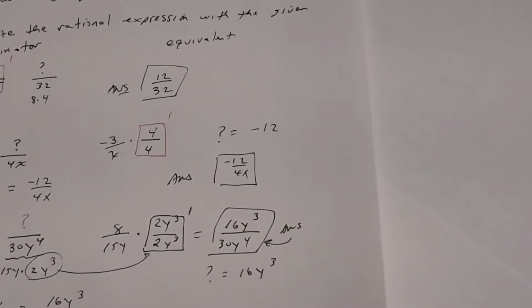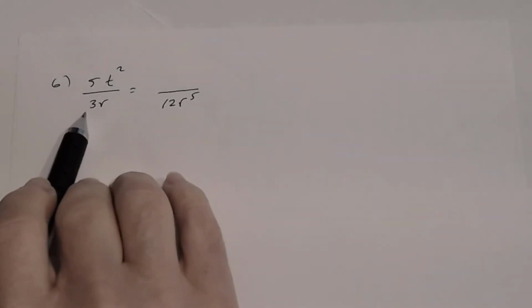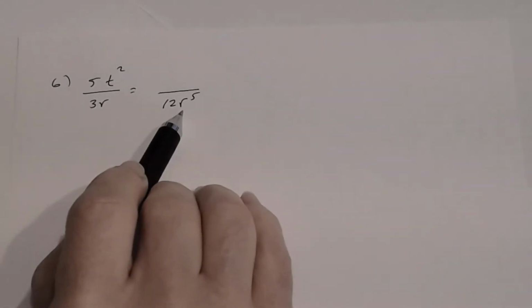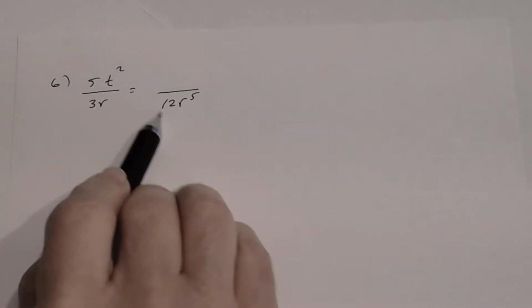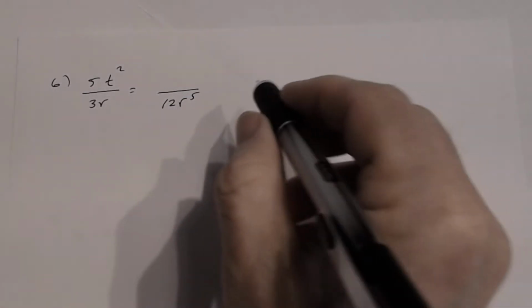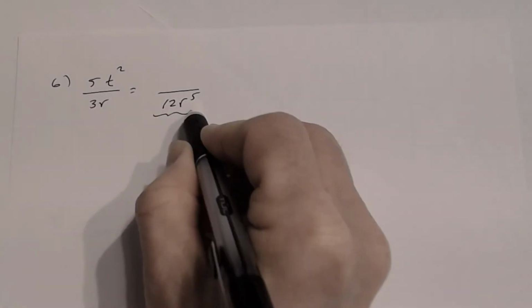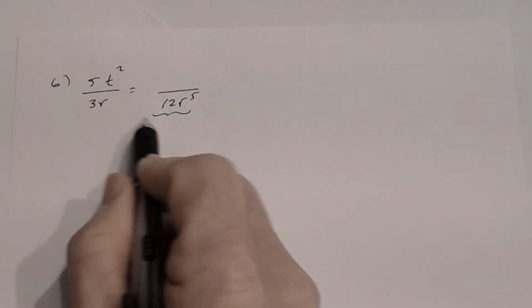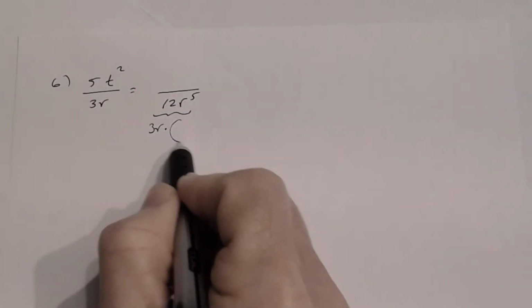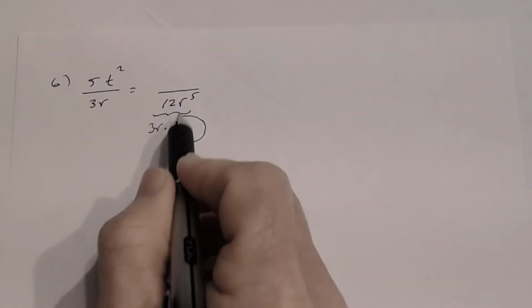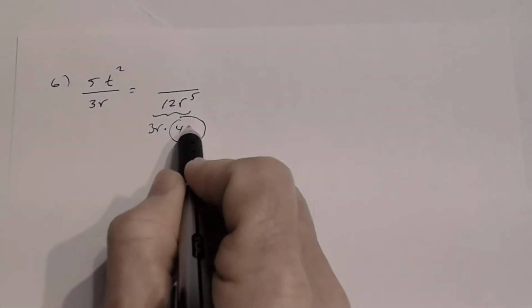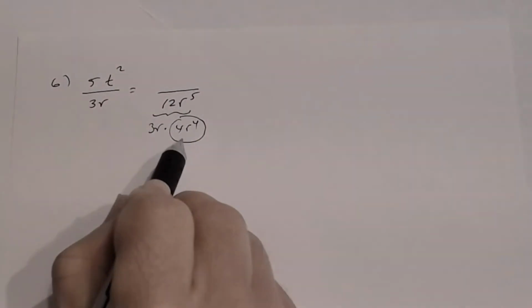Okay, let's look at number 6. So number 6, we have this rational expression. Again, I have 3r as my denominator. I want to write an equivalent rational expression with 12r to the 5th as my denominator. So let's think about what we need to have here. I have a factor of 3r, so 3r times what factors will give me this? So 3 times 4 is 12, r times r to the 4th is r to the 5th. So that's what I'm going to use.